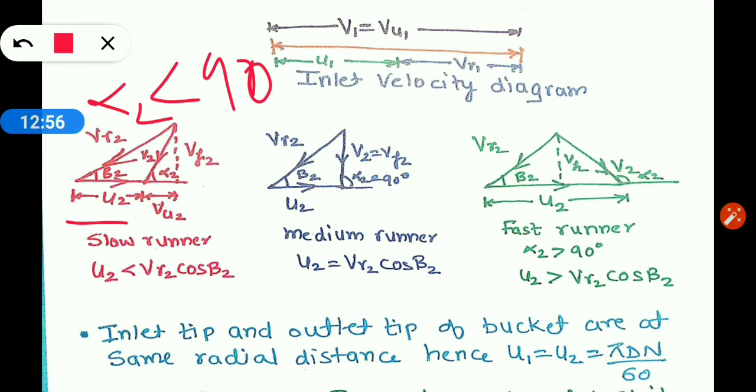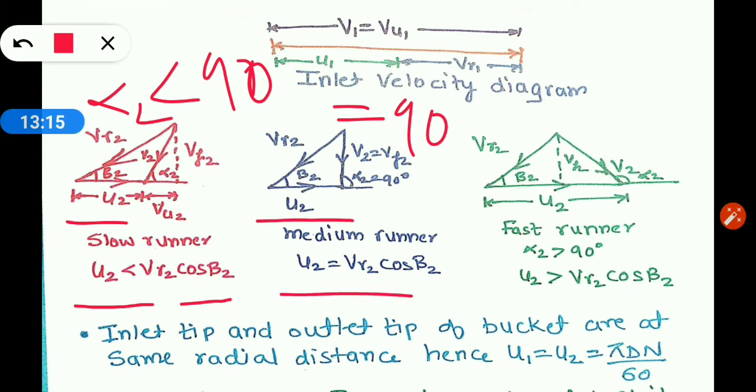Here we are calling this a slow runner. Why are we calling it a slow runner? Because U2, that is the blade velocity at the exit, is less than VR2 cos beta 2. Another situation, alpha 2 equal to 90 degree. In this case U2 and VR2 cos beta 2 are the same.